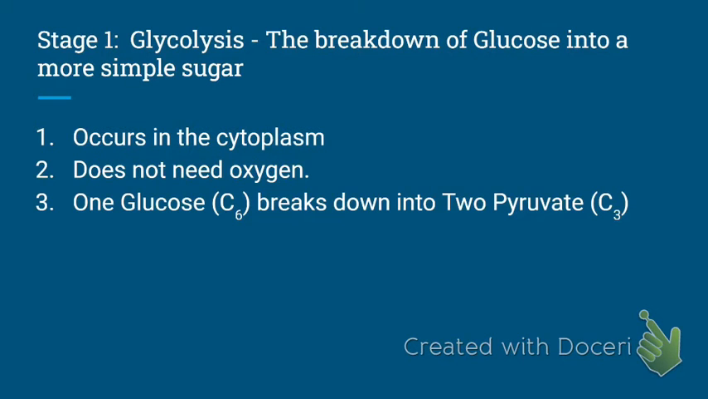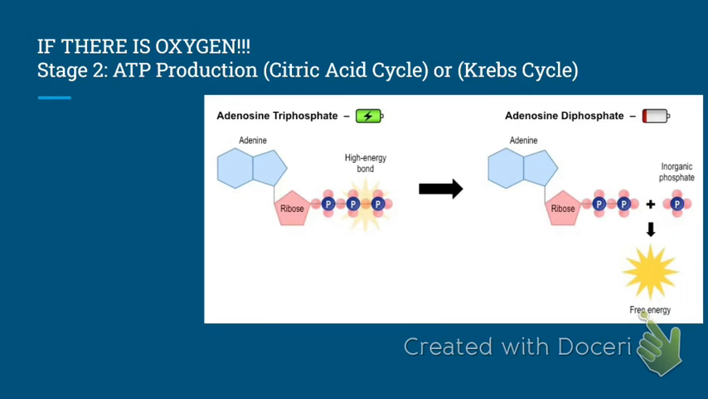So what happens is one glucose, which has 6 carbons, is broken down into 2 molecules. Each molecule, a pyruvate it's called, has 3 carbons. So step 1 was to take the glucose and break it into 2 pyruvate. The next step, or stage 2, is to produce ATP. Now, there's 2 ways this can happen: if there's oxygen or if there's no oxygen.